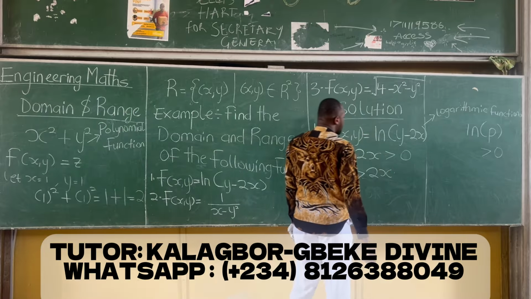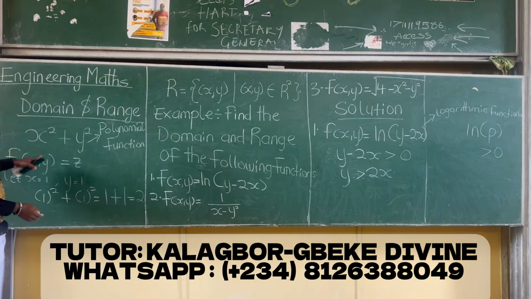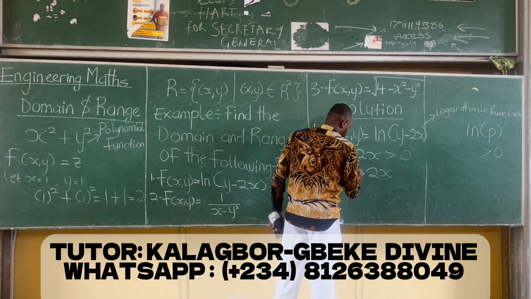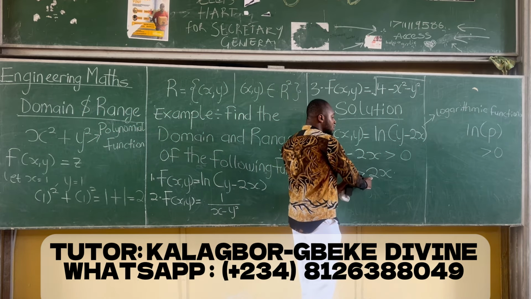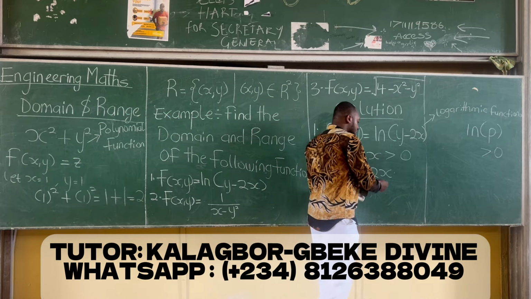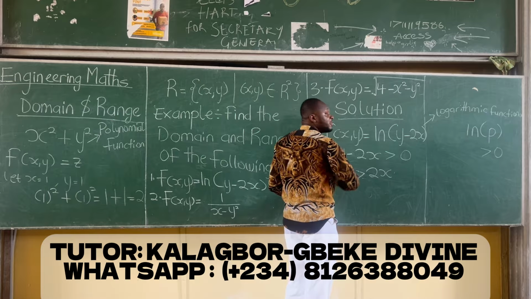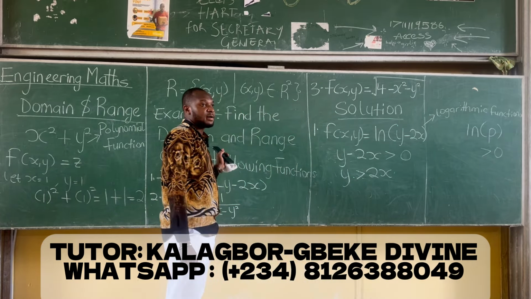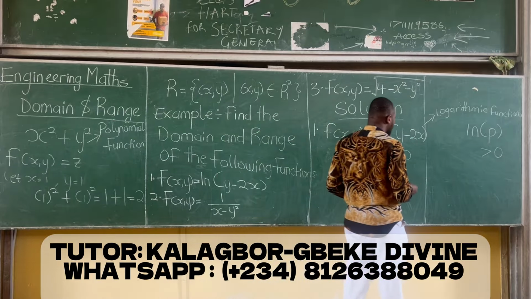2x. Now, if you see this, they're telling us that this is restricted. Why this one now? There's no limit. You can put any number for y and x. But this one, they're telling you that any value you put for y, it should be greater than 2 times x. And any value you put for x, if you multiply the value by 2, y should still be greater than it. So there's a limit to our domain, right? We'll do that when we're looking for the range.